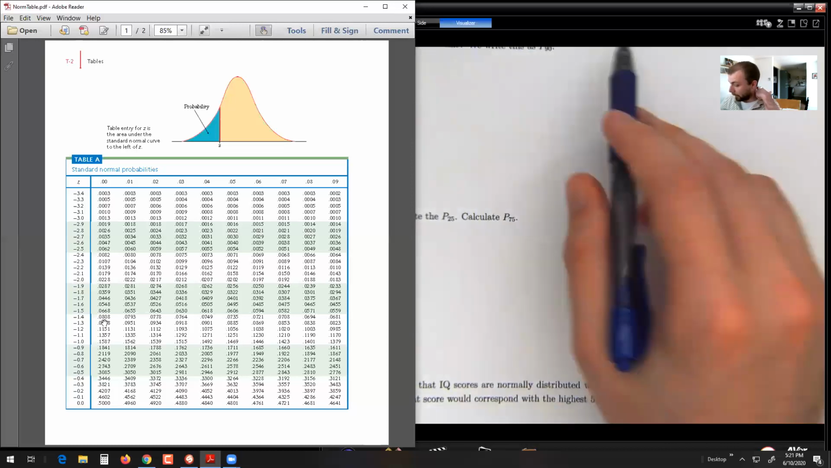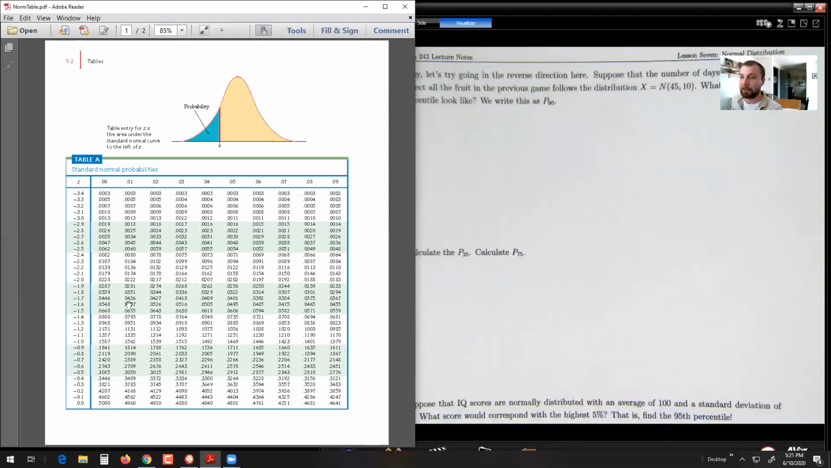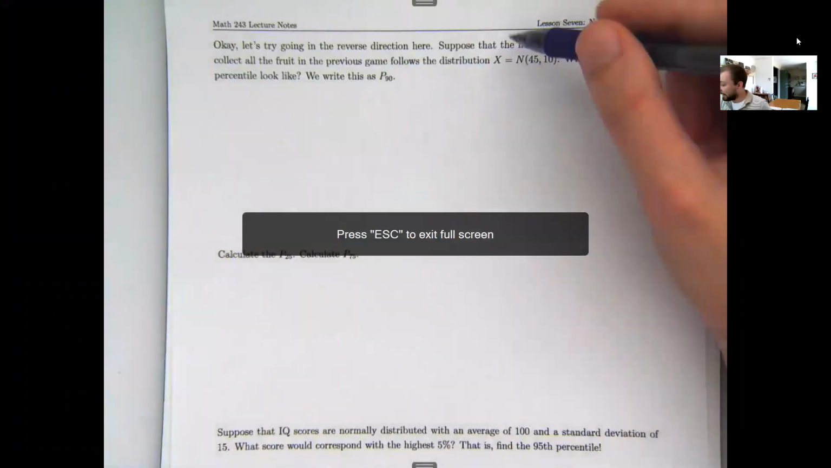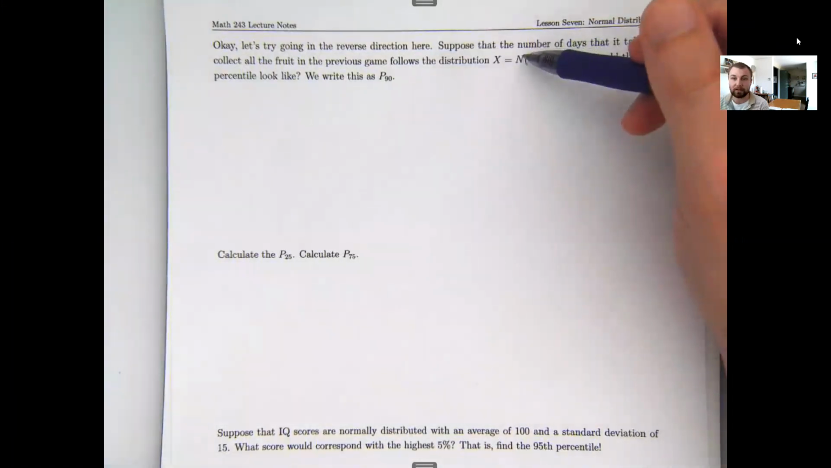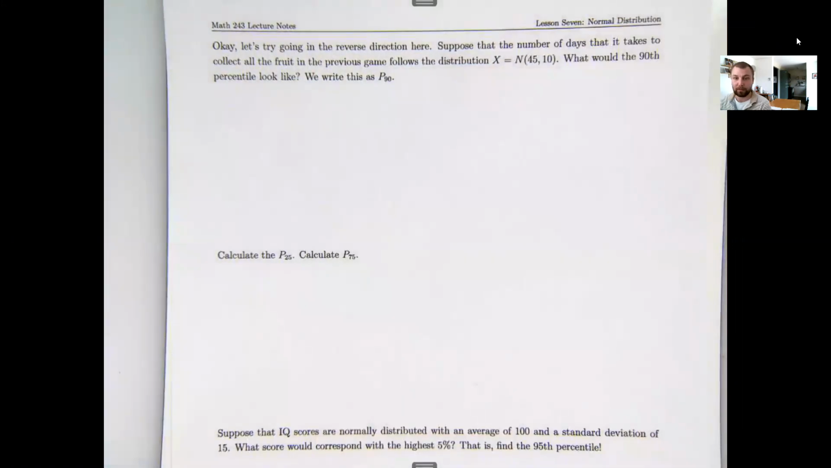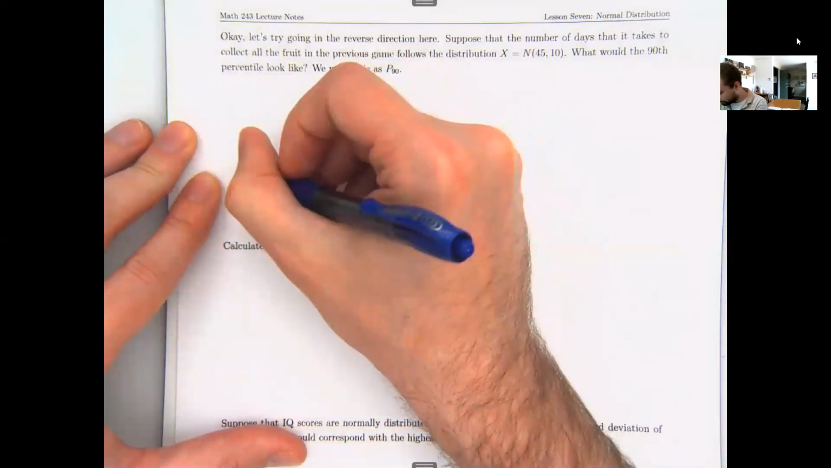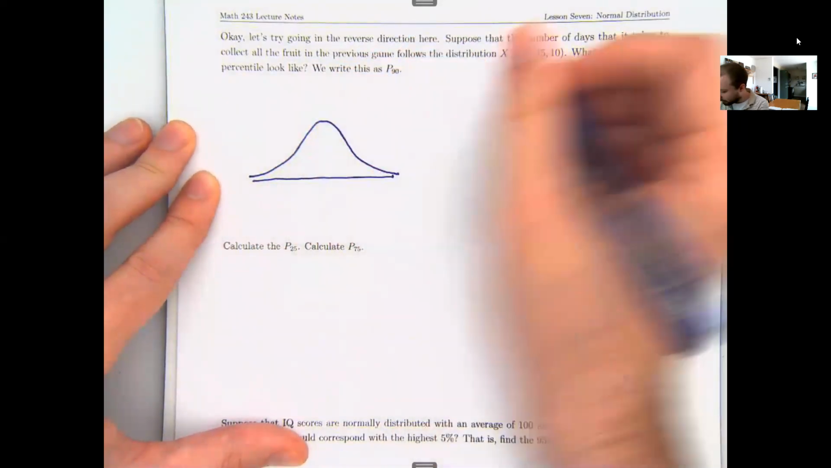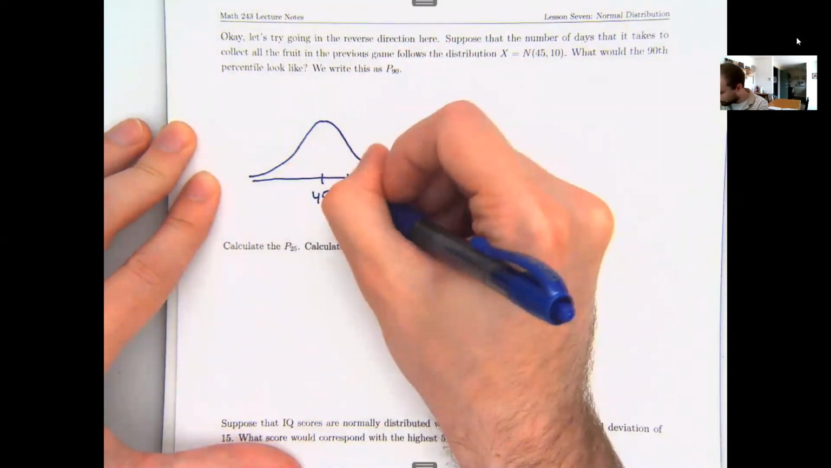Okay, suppose that it takes 45 days. Zooming out, let's look at this together. Suppose that the number of days it takes to collect all the fruits in the game are normally distributed with a center of 45 and a standard deviation of 10. What does the 90th percentile look like? So let me show you what's going on. Center of the curve is 45, and I'm counting by 10.